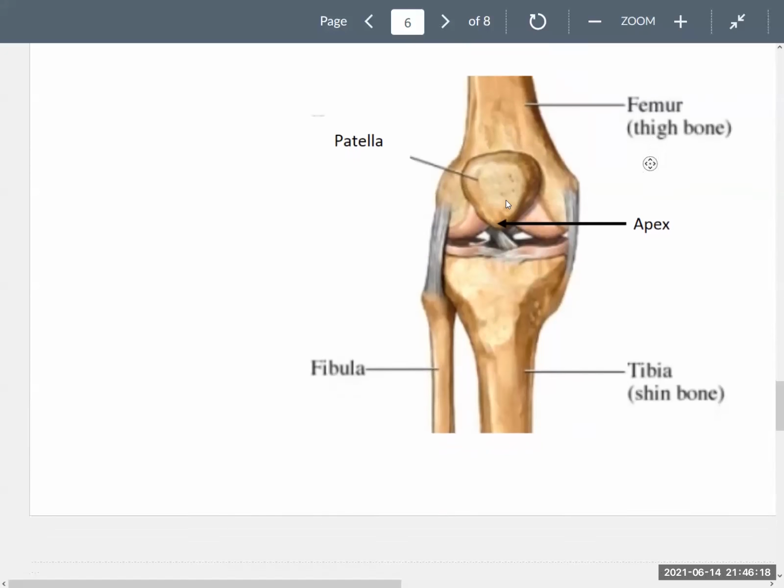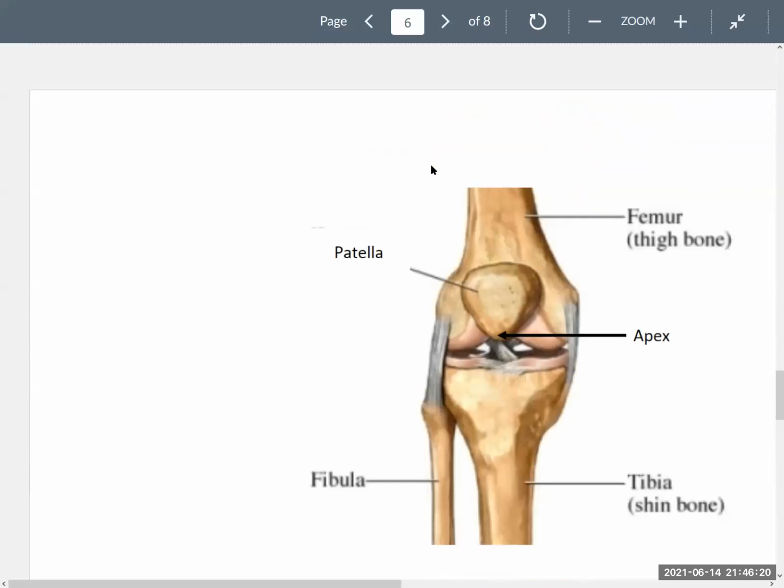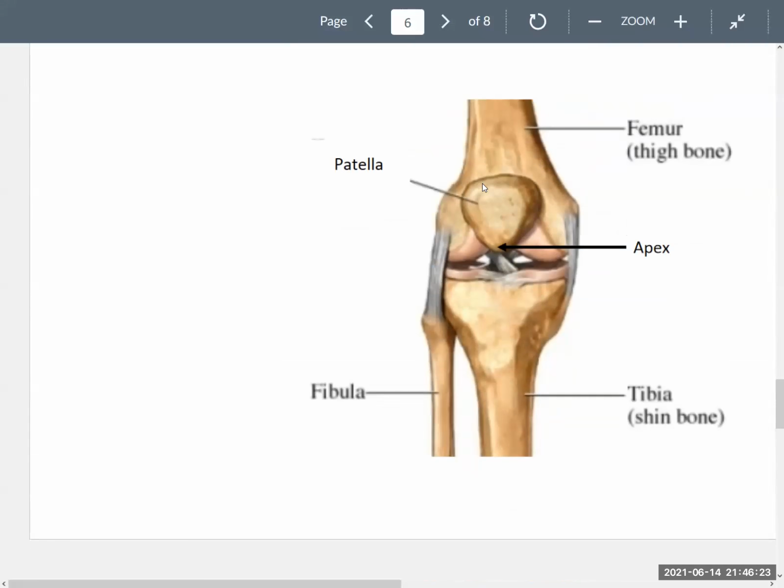Okay, the knee, well, this is just an introduction to the knee. The kneecap itself is the patella. All you have to tell me about the patella is its name. You don't have to know the lateral aspect or medial aspect if you ever even come across it. This is the patella. You do need to know the apex, the point.